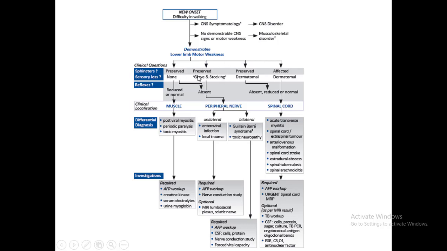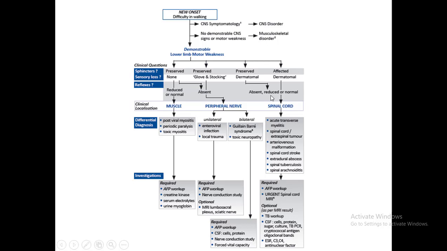If there is a glove and stocking pattern of sensory loss with preserved sphincteric function, then the problem is in the peripheral nerve. If there is no sensory loss and the sphincteric function is preserved, then move to the third step. The third step is the reflexes. The reflexes can be normal or reduced or absent in a spinal cord lesion. They are absent in a peripheral nerve lesion, and they are reduced or normal in a muscle lesion.